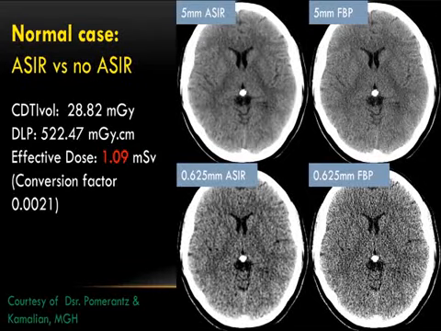Okay. So these two are with ASIR, these two are without ASIR. On top we have 5 millimeter cuts. So here, this is a readable scan. I can look at the gray-white differentiation, and it looks better. Much of the noise has been taken out over here.